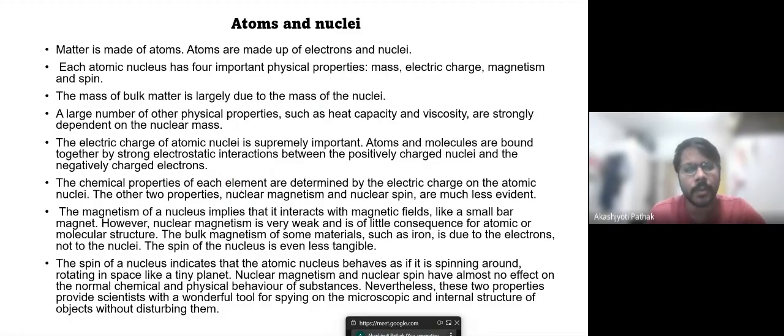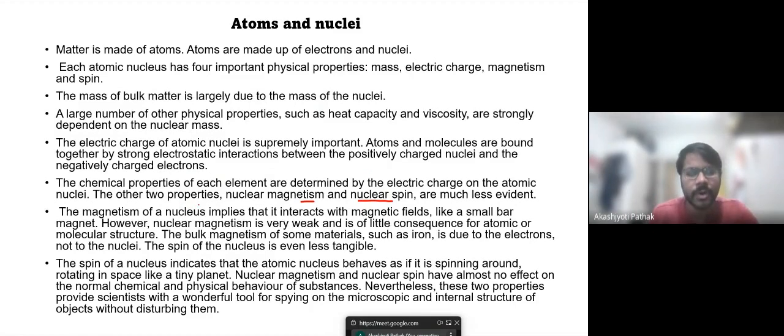So the chemical property will depend on the electric charge, right? The electrostatic interaction between the positively and the negatively charged electrons. But other than the electrostatic property, there are two other properties. One is the nuclear magnetism, and another is the nuclear spin, which are much less evident. But these two properties play a very important role in understanding the concept of nuclear magnetic resonance.